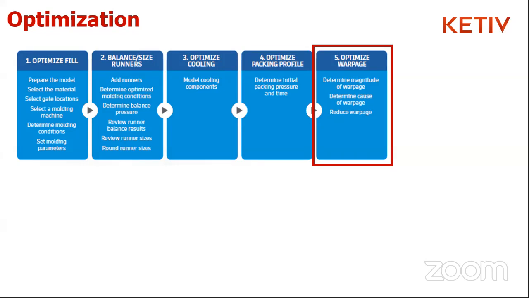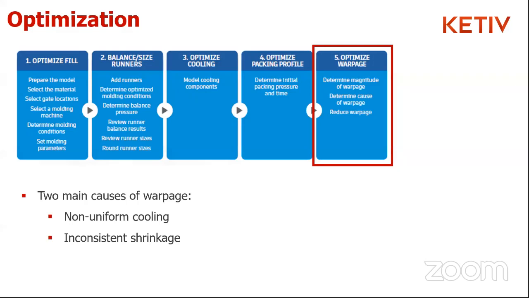Now, the reason we're focusing on the warpage here is because there's usually two main causes of warpage. First one being non-uniform cooling, and the second being inconsistent shrinkage, right? So essentially what we were talking about previously, if your cooling isn't uniform, then that's going to lead to unpredictable warpage. If your shrinkage is not uniform and consistent, that's going to lead to some unpredictable amounts of warpage as well.